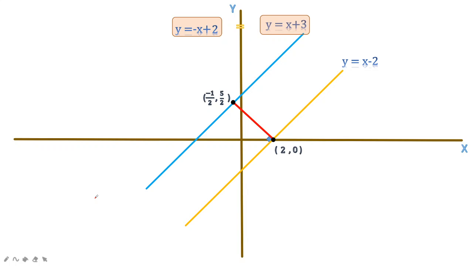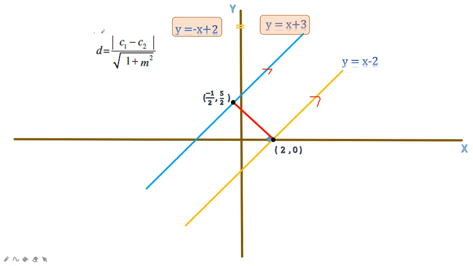Now another way is to directly use a formula which is given in your textbook, that is d, distance, is equal to the modulus of c1 minus c2, whole divided by root of 1 plus m square, where m is the slope. Now, do you have any idea why they didn't write m1 and m2? Because there are two lines, but they only wrote m. Why? Because these two lines are parallel lines. Parallel lines have the same slope, so it doesn't matter. So 1 plus m square, and c1 minus c2. c1 is the y-intercept of any one of the lines, and c2 is the y-intercept of the other line.